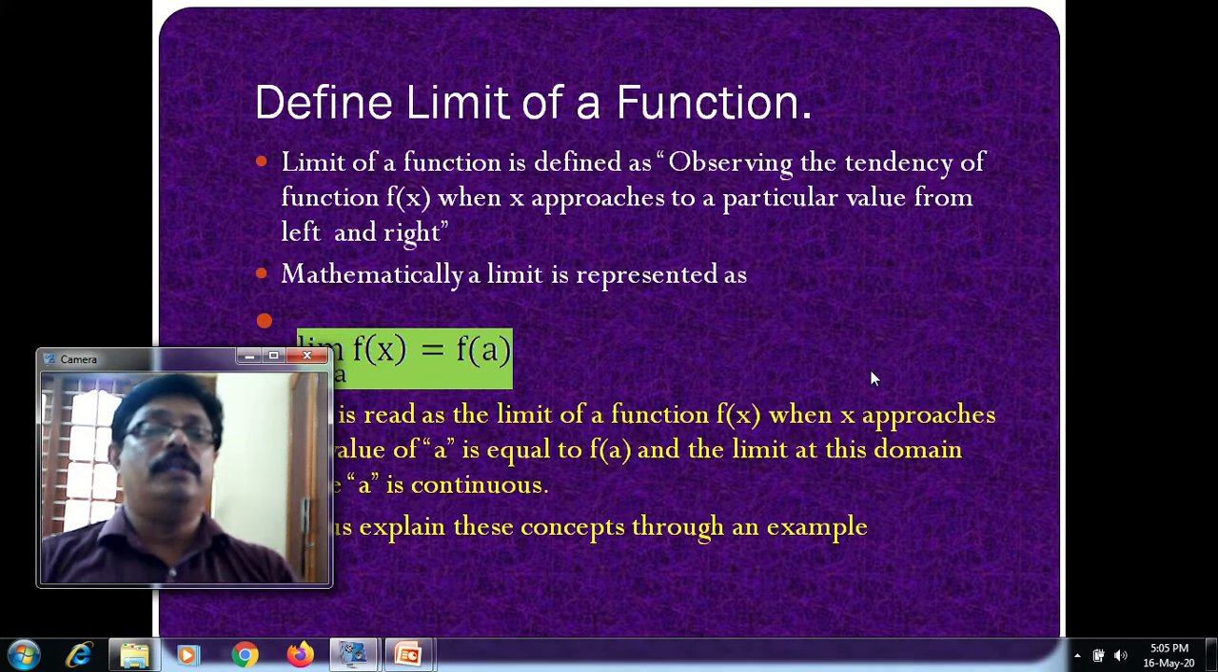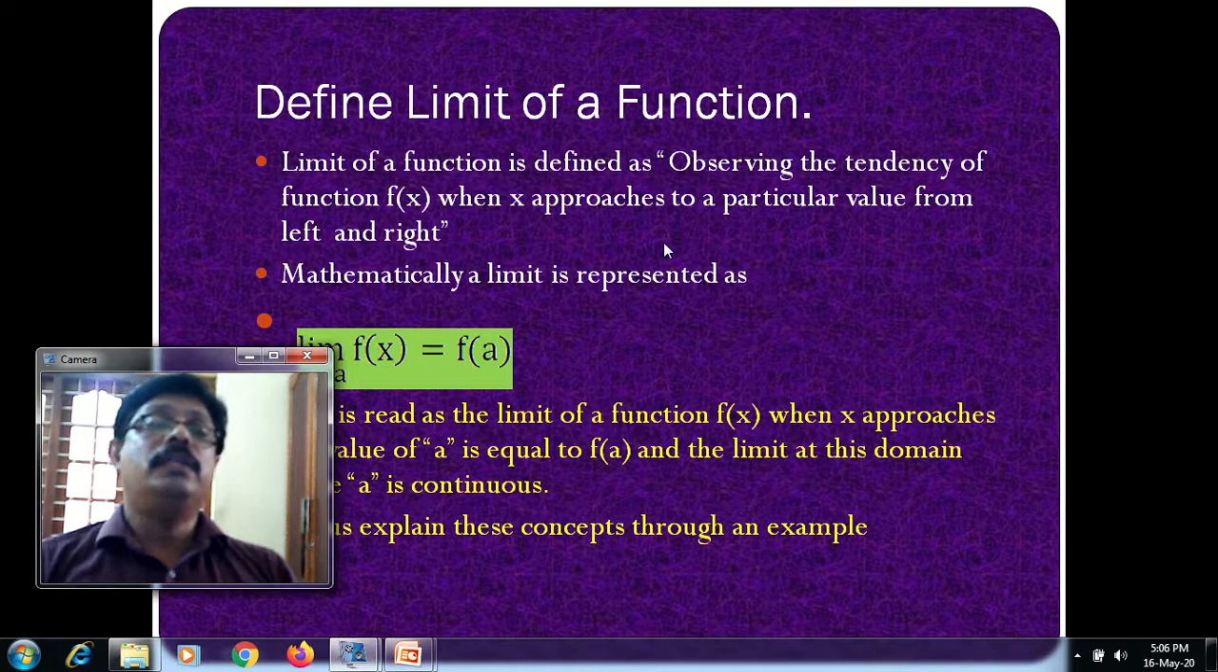This is the function. But in a limit, the x value is not exactly a particular value. It is very close to a particular value, either from left or from right. For example, x tends to 3. Mathematically it is said that x tends to 3. That means x is approaching 3. It is not exactly 3. It is approaching 3 either from the right side or from the left side.